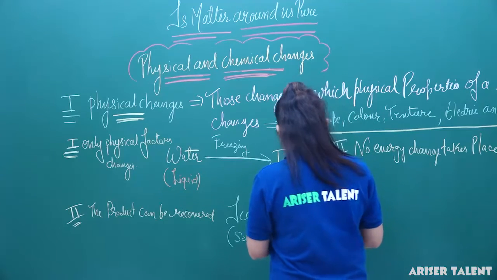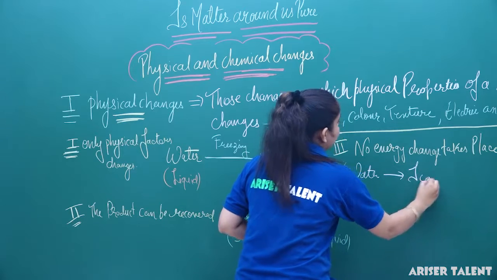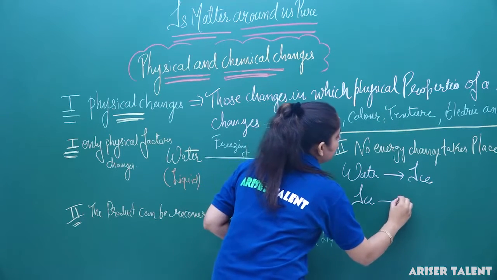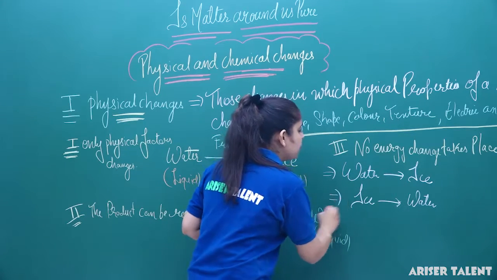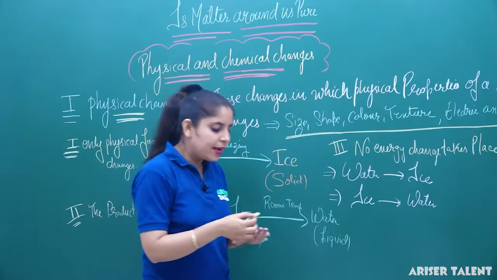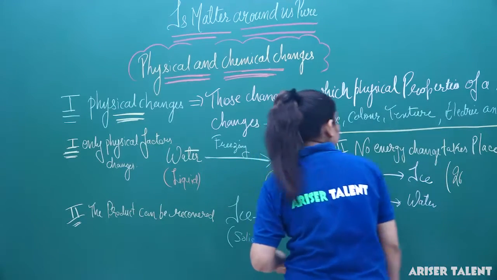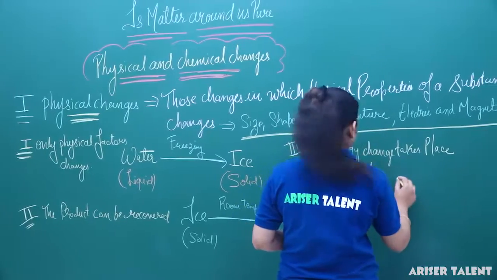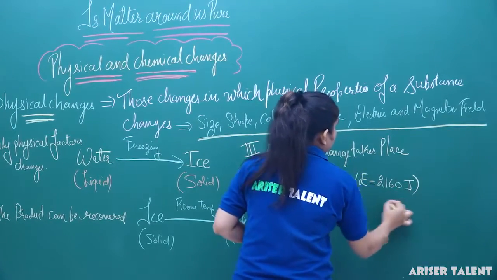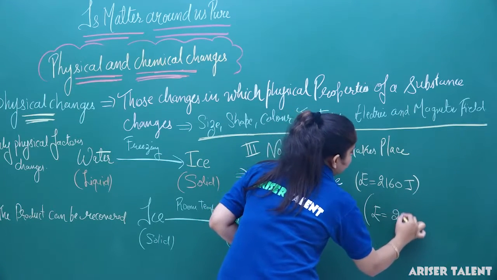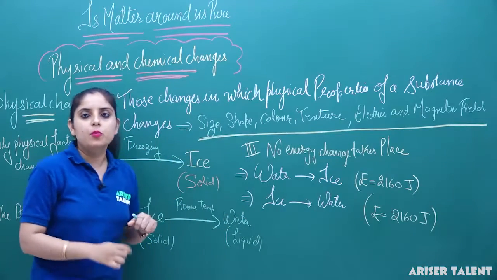If you are converting water into ice, and suppose again you are converting ice into water, if you are doing both these processes, the same energy you are getting here. If the energy required for this process is 2160 joule, the same amount of energy will be required here. So this is the same energy you will get in both the processes.